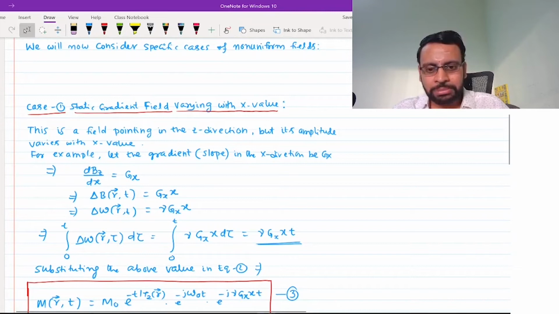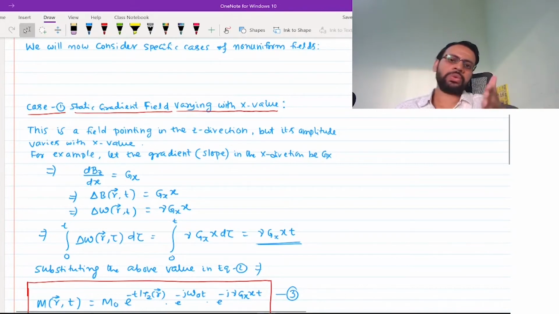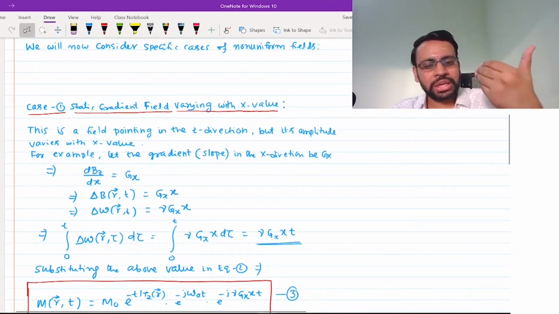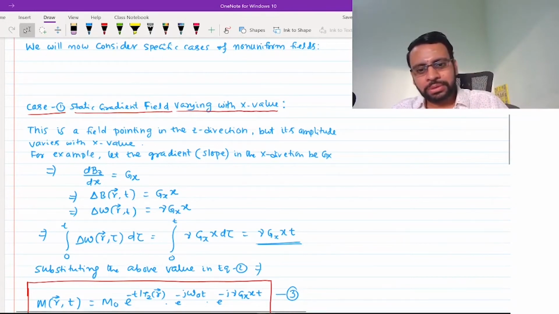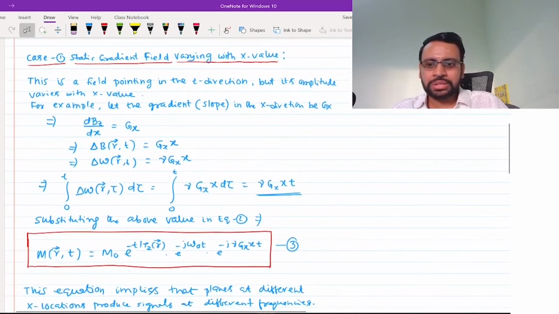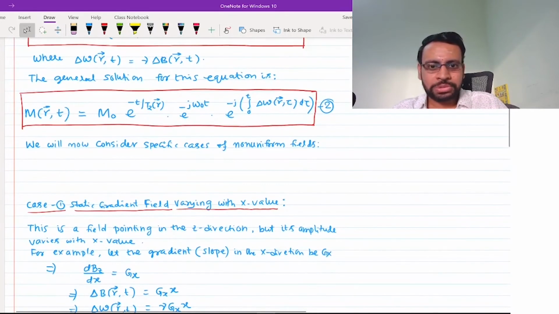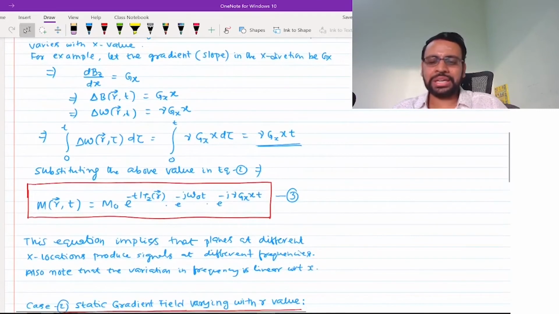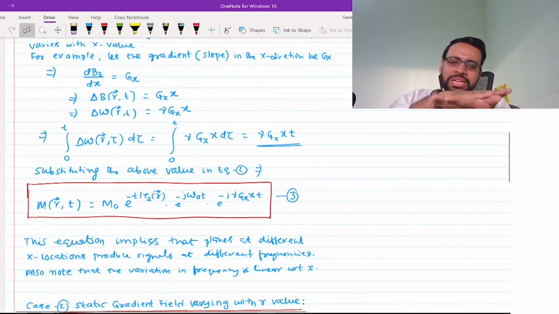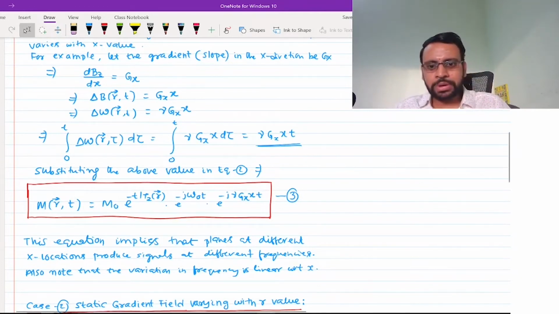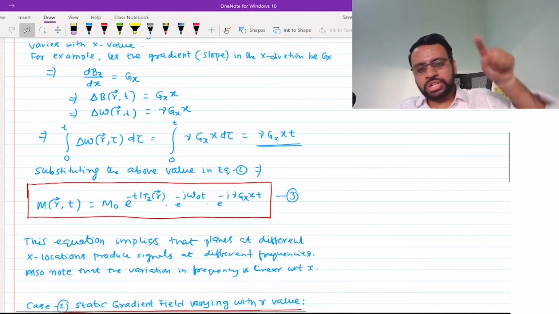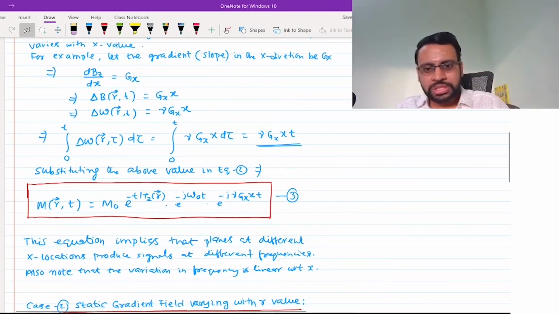The time is varying from 0 to t, but you could notice here this has nothing to do with the t. So when you are integrating it with respect to time, this is a constant, so all you have is multiplication with the t. Then that value you substitute here, and the transverse magnetization vector that you are getting is m naught into e power, this is how it is exponentially decaying with respect to tau. This is e power j omega naught t. That's with which it is rotating earlier.